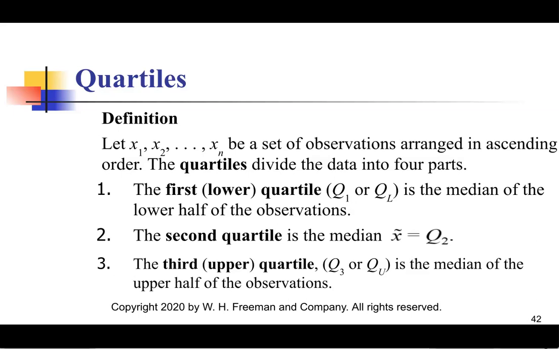You'll see that typically written as a capital Q with a 1 or an L. And it's really just the median of the lower half of the observations. Then our second quartile, which is now the 50% marker, is just the median. Sometimes it is written Q2, but it is just our median. The third or the upper quartile is where we're at the 75% mark, 3/4, and that's notated with a Q3 or a QU, and it's really just the median of the upper half of the observations.